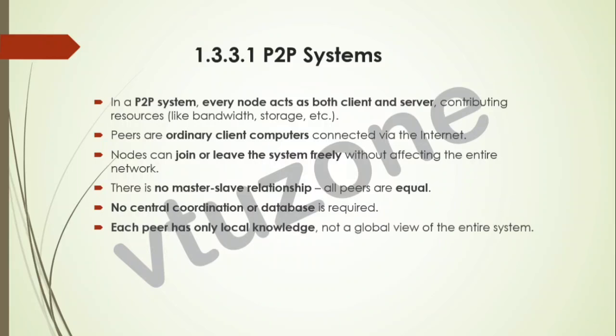Then next, each peer has only local knowledge, not a global view of the entire system. Means every computer only knows about a few other computers nearby. It doesn't need to know about all the computers in the whole network. Then the system is self-organizing with distributed control. That is, the network arranges itself automatically. Control and decision making are spread across all computers, not just one place.